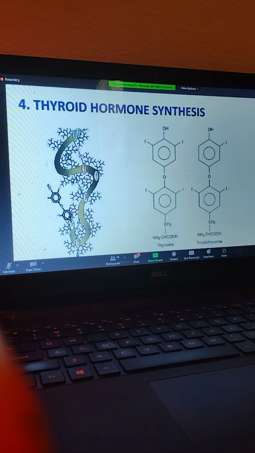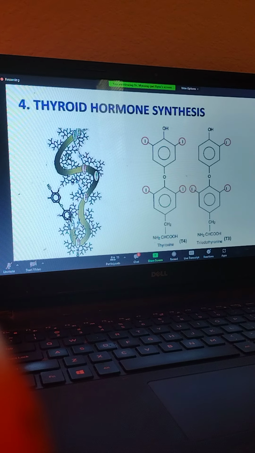Okay, so again, this is thyroglobulin, the globulin protein, and you can see a lot of Y here, the alphabet Y, which means the tyrosines, right? The tyrosine is the source of this thyroglobulin. So we have two different structures in here. One is thyroxine, which is T4. You can see 4 iodines being attached. And then we have triiodothyronine, which is T3. You can see 1, 2, 3 iodines being attached.